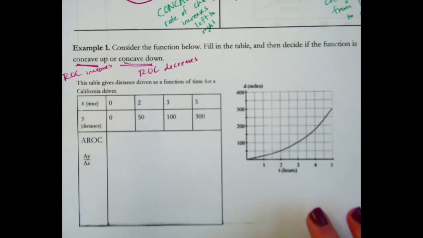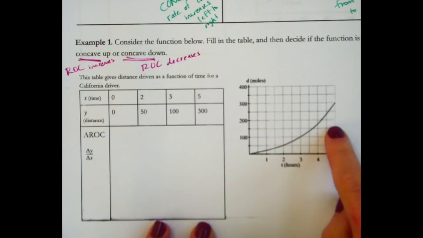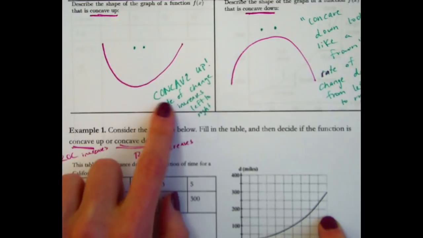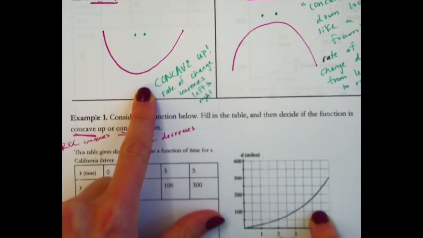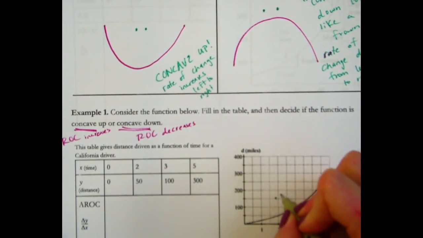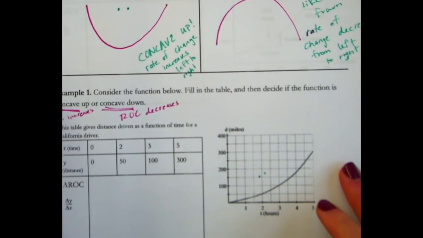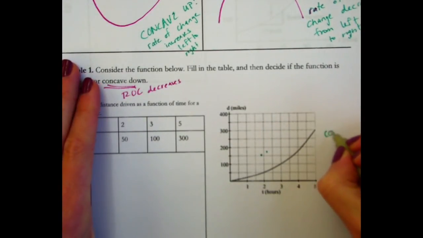Okay, so I have a few different things I can do. The first is I actually have a graph of the function, and I know that if a function looks like a smile, it's concave up, and if a function looks like a frown, it's concave down. So this is not a perfect smile, but in general, if I were to draw little eyes here, I would ask myself, does this look like a smiley face or a frowny face? It looks like a smile, so it's concave up. So before I even do any math, I can already determine that the function's concave up just from looking at the graph.